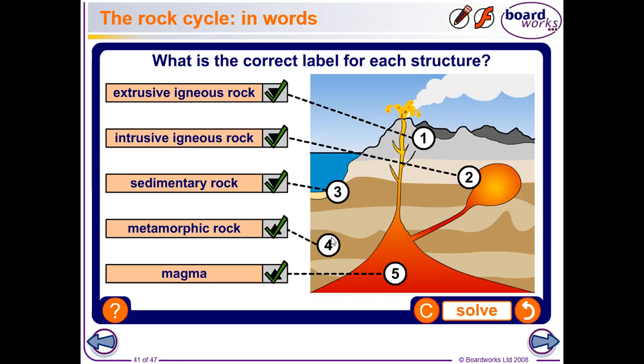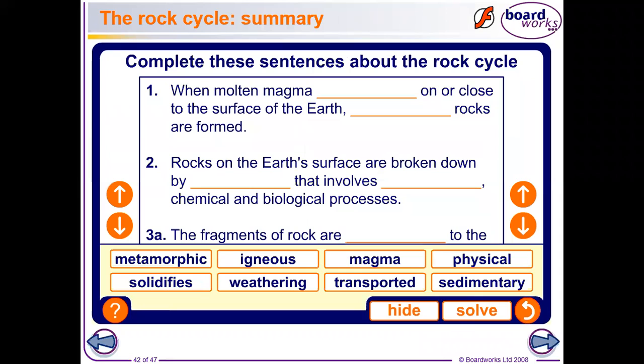Miss, but number 2, how is it intrusive igneous and on the surface of the earth? It's not on the surface of the earth. Look closely. It's not on the surface of the earth. This is the surface of the earth. They are so far from it. Okay? Yeah, they are done.